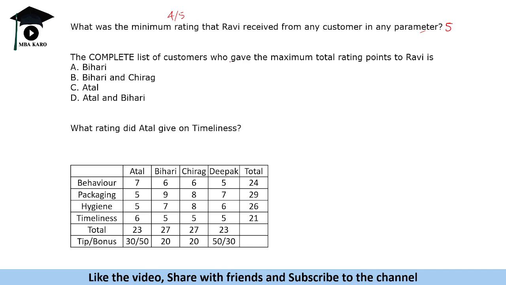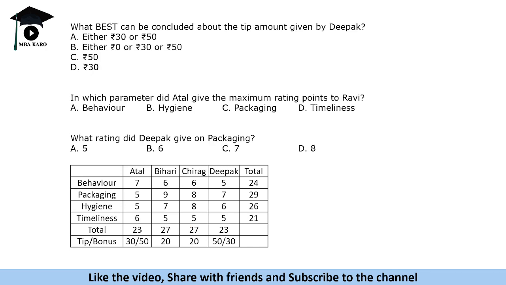The complete list of customers who gave the maximum total rating points to Ravi: we have Bihari and Chirag giving the maximum rating. What rating did Atal give on timeliness? Atal gave 6 on timeliness. Again this was a theta question, and in the beginning itself we had figured out it is either 9 or 6. So you would have taken some call, and depending on your luck you would have got this one correct or not without even completely solving the set.